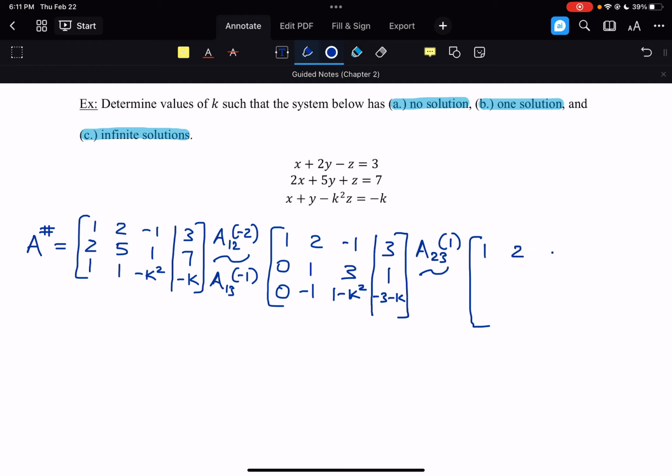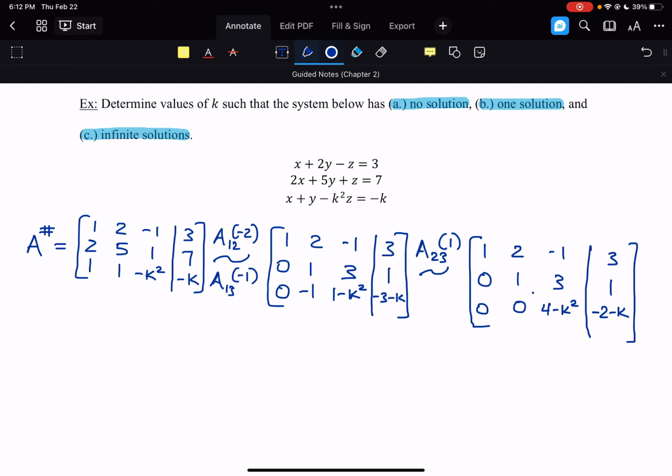So 1, 2, negative 1, and 3. 0, 1, 3, 1. 0, 0. We're going to have 3 plus this 1 here, so that's 4 minus k squared. And then 3 plus this negative 3 minus k. Oh, I'm sorry. Plus the 1. Yeah, so 1 minus, there we go. So minus 2 minus k. There we go. Yeah, 1 times 1, and then plus the negative 3 there.